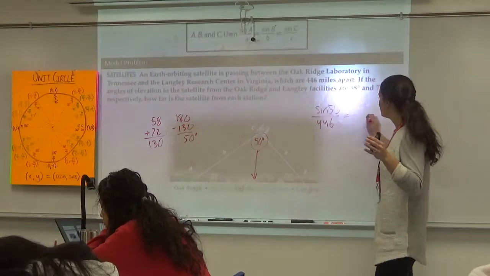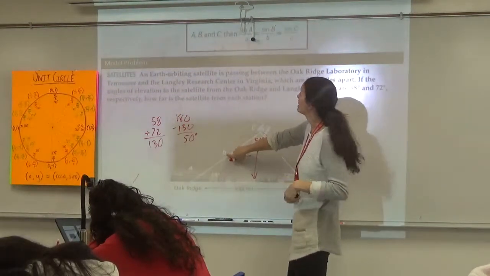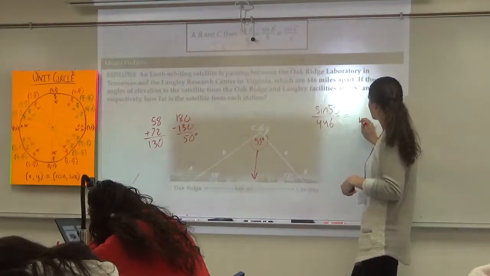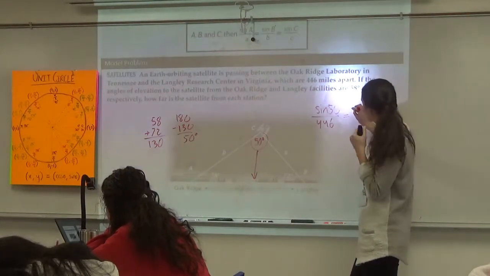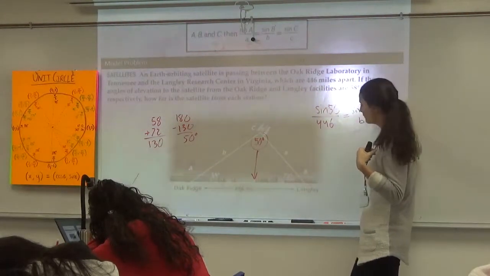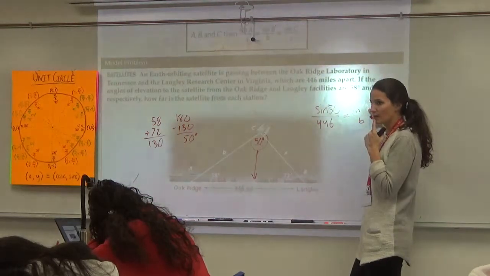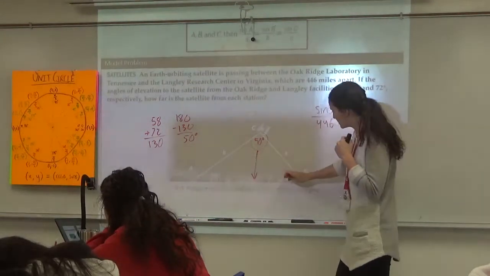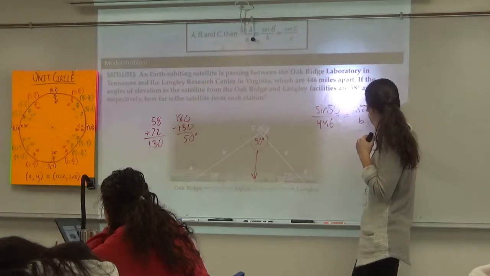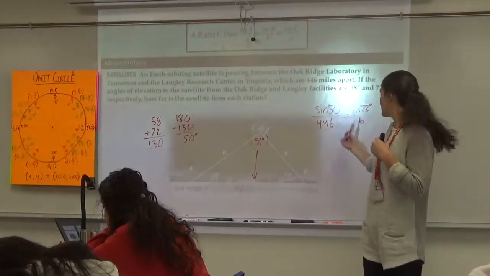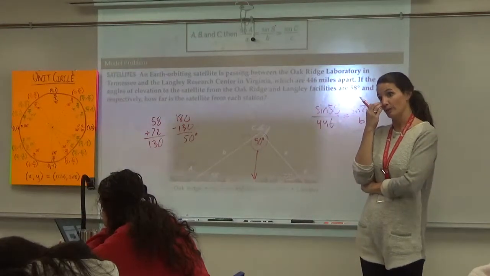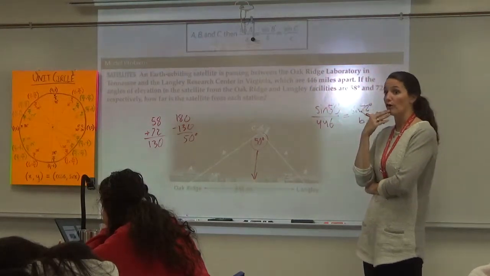So if I want to find B, side B means that's on the bottom, right? And on the top, I've got to put sine of the angle that's across from side B. What's across from side B? 72. So now I've got enough information where everything is numbers except for B, so I should be able to solve for B.